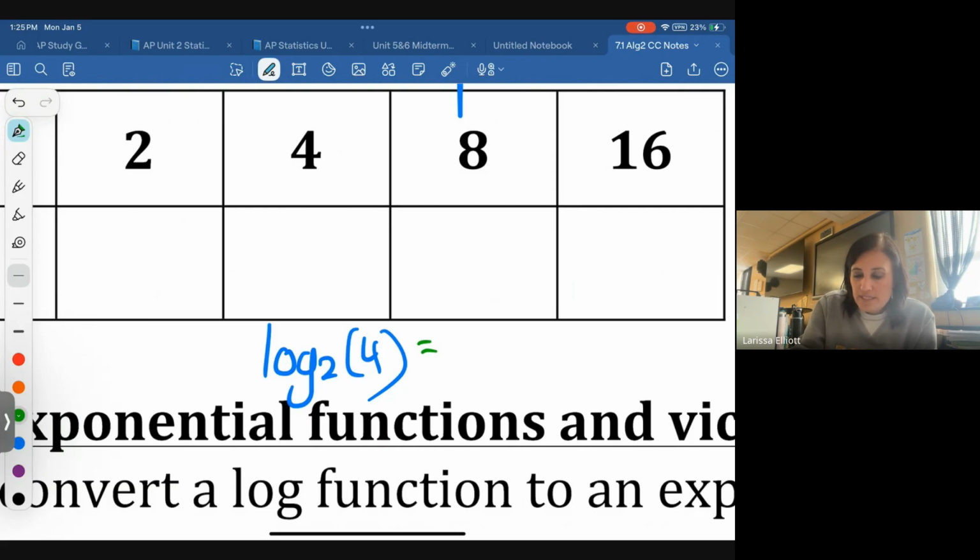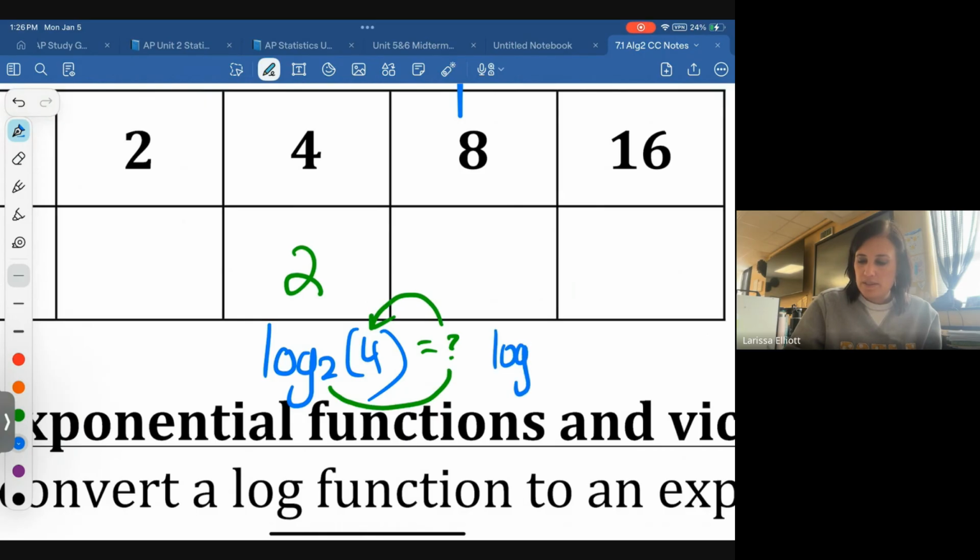So basically, 2 to what power would give you 4? So you almost have to think backwards. I've got my base 2. I've raised it to an exponent to get 4. What exponent was that? And of course, that is the second power. Okay. Next, let's do 8.